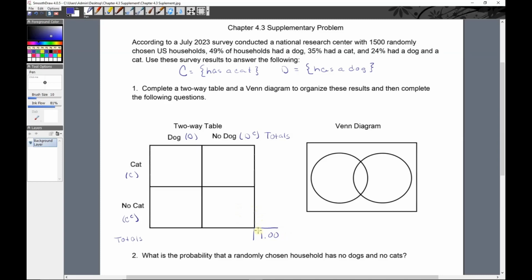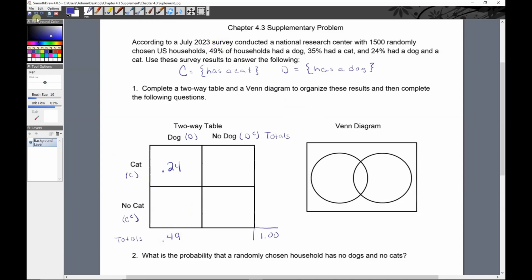And what I want to do is start out with the first joint probability of a person owning a cat and a dog. That would be 0.24. So 0.24 goes here. And let's see, that's going to be for both, but we can also look at what is the proportion of households with a dog. Well, there are two ways to own a dog. You can have a dog and a cat, or you can just have a dog without a cat. So those two things have to add up to 0.49, which is this number right here.